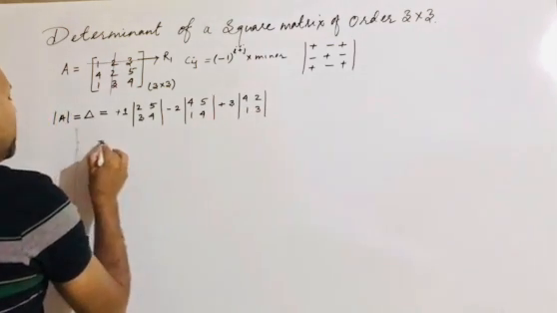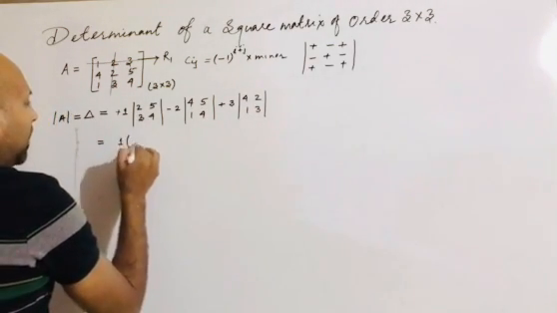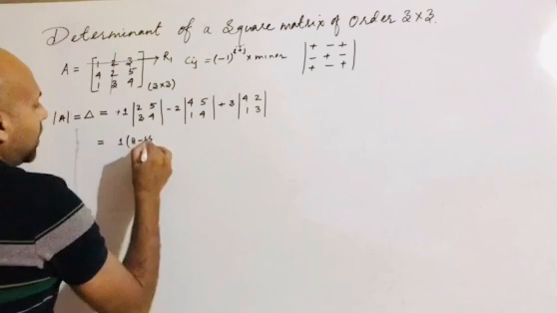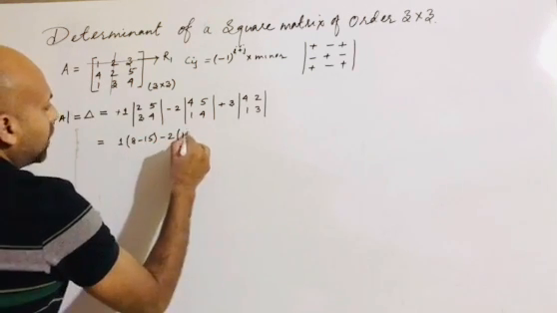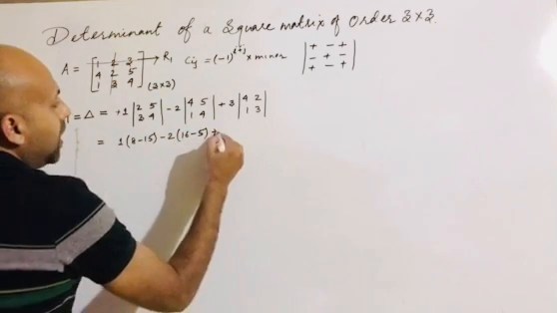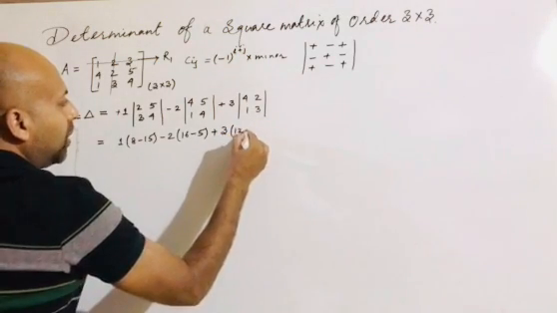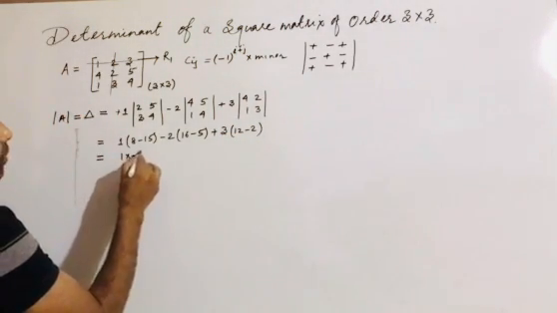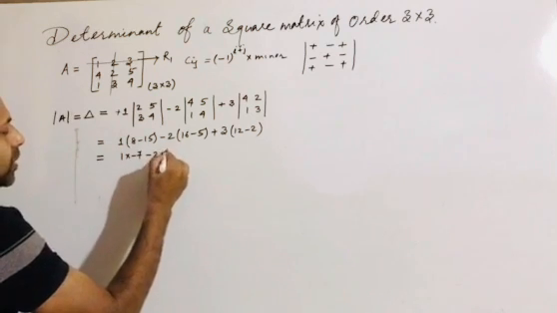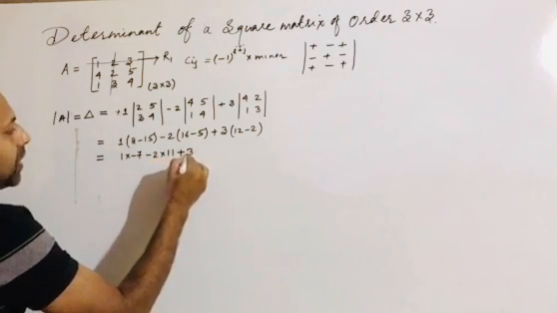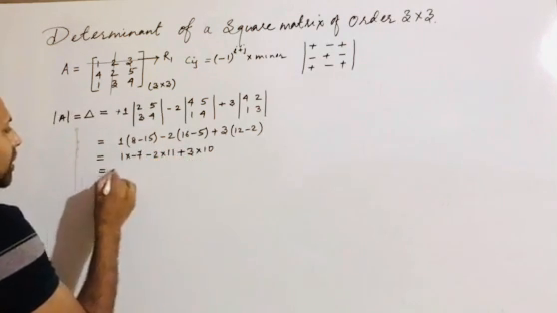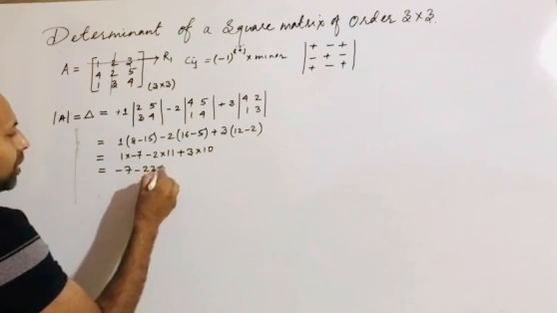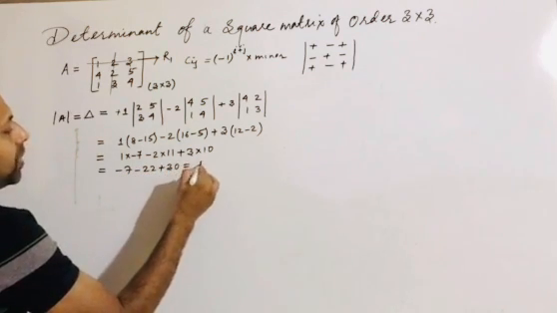Now let us solve it. I get 1 times (4 times 4 is 16, minus 5 times 3 is 15), then minus 2 times (4 times 4 is 16, minus 5 times 1 is 5), plus 3 times (4 times 3 is 12, minus 2 times 1 is 2). Let me solve the value. This will be 1 multiplied by 1, minus 2 multiplied by 11, plus 3 multiplied by 10. So please solve it. This will be 1 minus 22 plus 30, which equals simply 9.